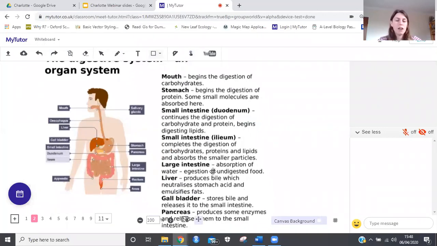Okay, so then in the remainder of the small intestine and the large intestine, we have all of the absorption of water and the rest of all of those small particles that digestion has broken down the large particles into. Those are absorbed through those villi that we talked about, in the small intestine, straight into the blood, and the blood can then transport all of those particles and molecules to where they're needed in the body.